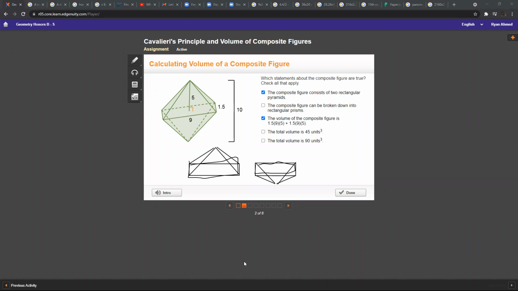So we have a base of 1.5. And it's just going to be length times width times height times 1/3. So we have 9 times 1.5. 1.5 is the same as 3/2, and it just makes algebra work a little bit easier when we have fractions instead of decimals, in my opinion.